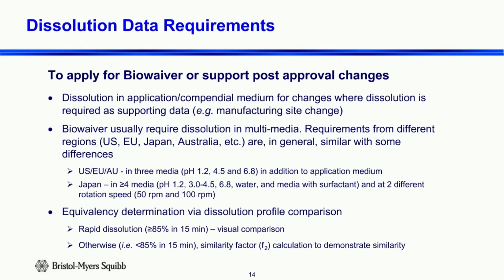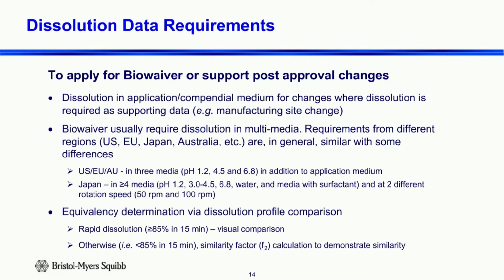Once you have the dissolution profile, how do you judge whether they are equivalent or not? There are two ways, depending on the profile. If it's a fast dissolution profile, which means, again, 85% or greater dissolved in 15 minutes, then visual comparison can be applied, which is definitely not preferred. The other way is statistical analysis, called the similarity factor F2 calculation. In that case, the dissolution profile is less than 85% dissolved.